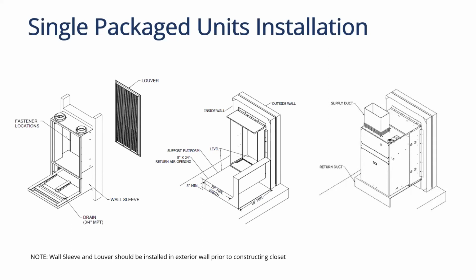The First Pack unit, which is on the far right, does require a platform and does require that field fabrication of the platform, and the wall sleeve would need to be assembled in the field. So just the 2 different versions of the units depending on which series that you're looking at using.